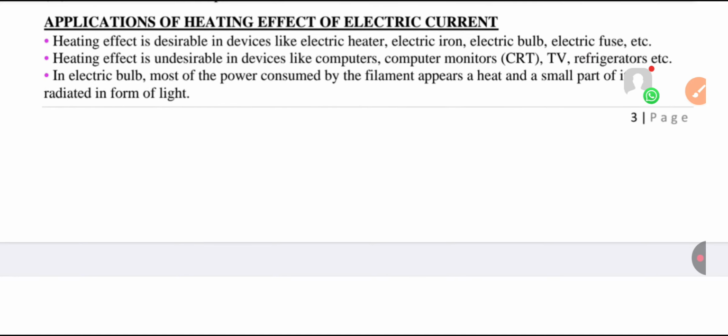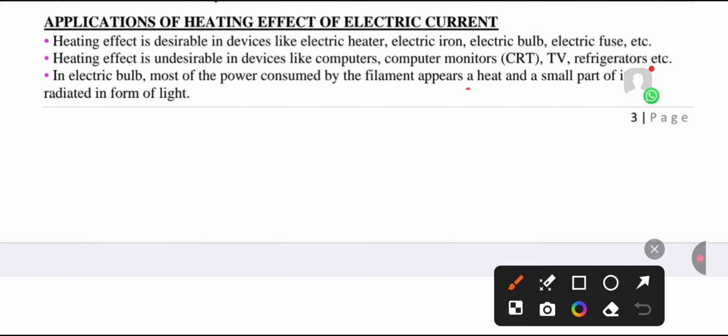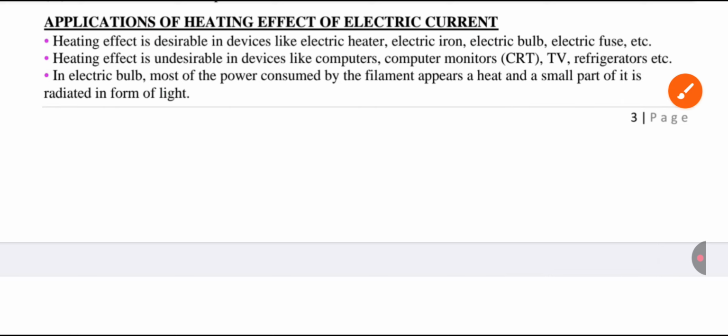Applications of heating effect of electric current. This is also a very important question for 2 marks. So students should learn this properly and read it carefully. Heating effect is desirable in devices like electric heater, electric iron, electric bulb, electric fuse, etc. Heating effect is undesirable in devices like computer monitor, TV, refrigerator, etc.